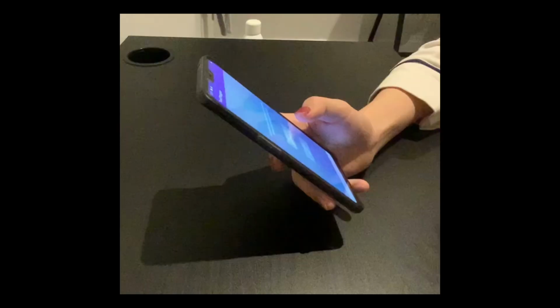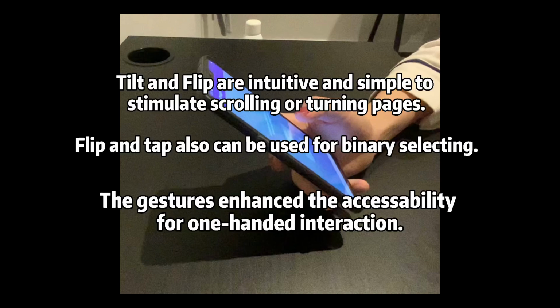We ran a pilot study on the developer to measure the performance of the Read and Answer app. Overall, tilt and flip presented as intuitive and simple interactions to simulate scrolling or turning pages. Flip and tap also can be used to present binary selection: select one out of two options. The gestures enhanced the accessibility when interacting with a single hand.